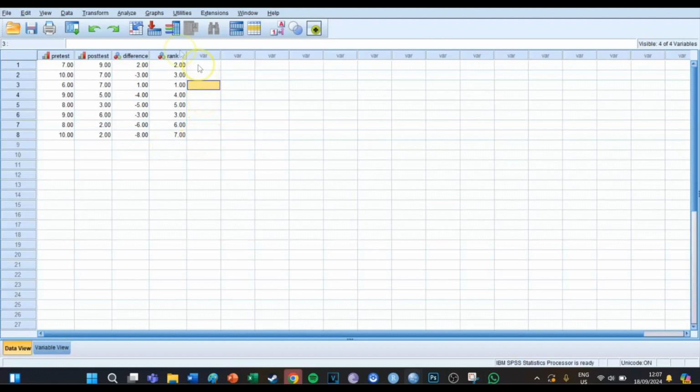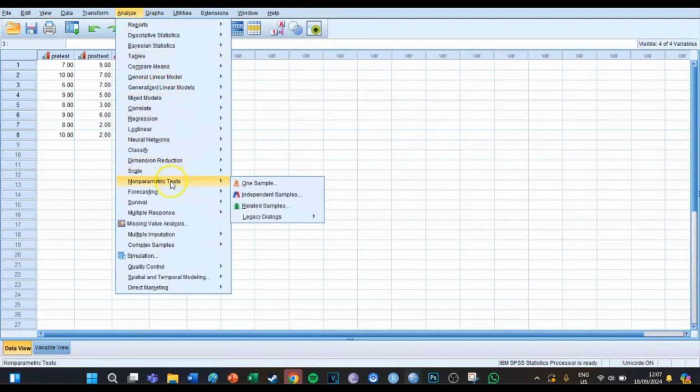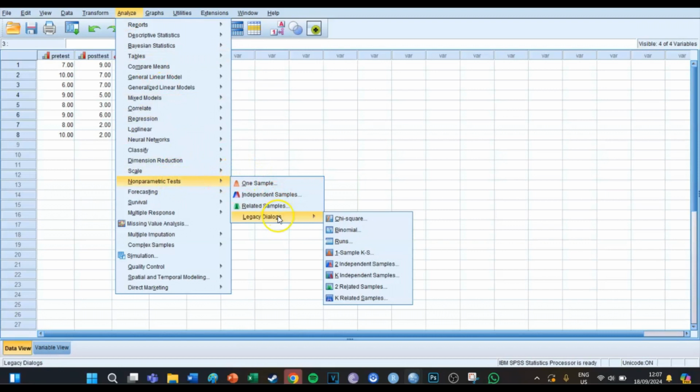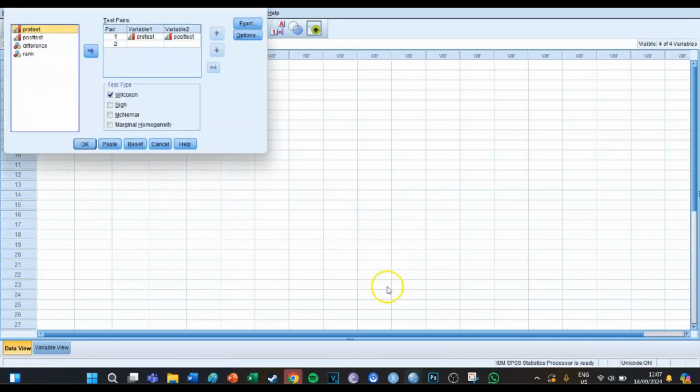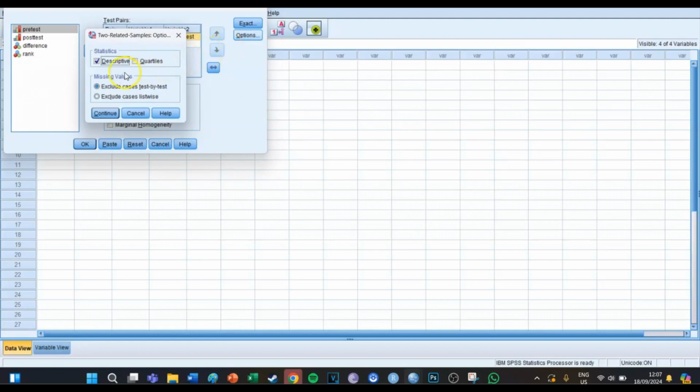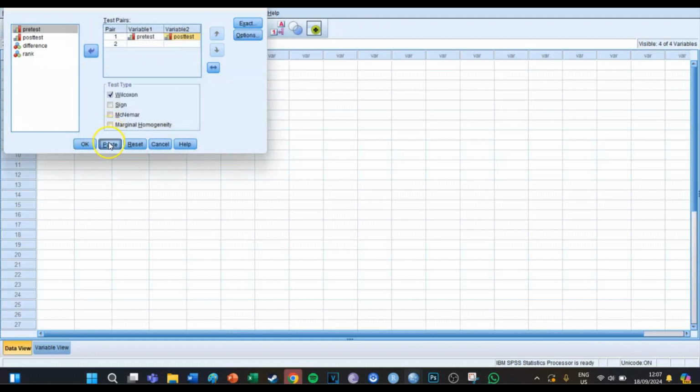And how do you actually do that? Well, you go to Analyze, to Non-Parametric Tests, Legacy Dialogues, and then the related samples, 2 related samples. And the ones you select are pre-test as variable 1, and variable 2 we select post-test. And then the test type is going to be the Wilcoxon test. So the Wilcoxon signed rank test. Then at options, you can select descriptive just to make it a little bit easier to interpret, but it isn't a strong requirement. Then we press paste.